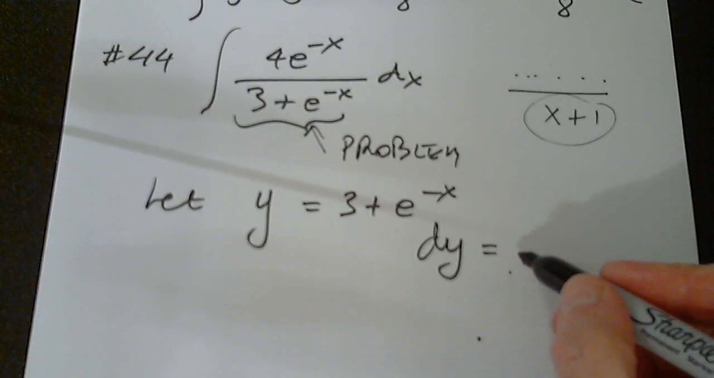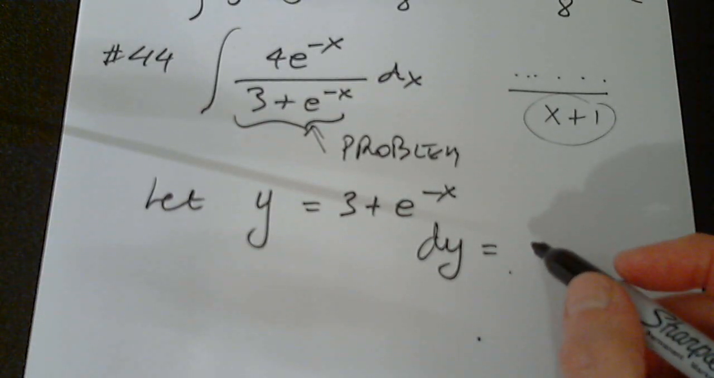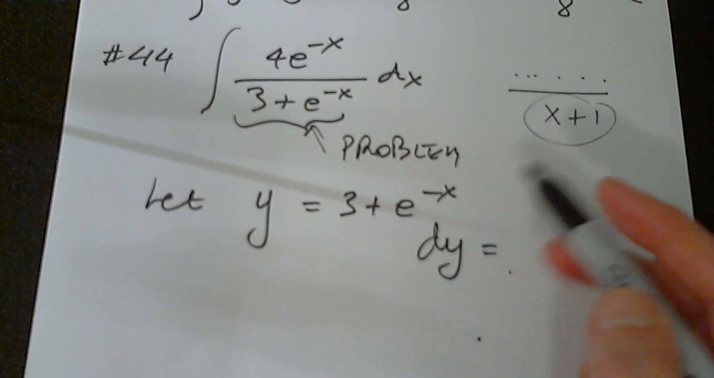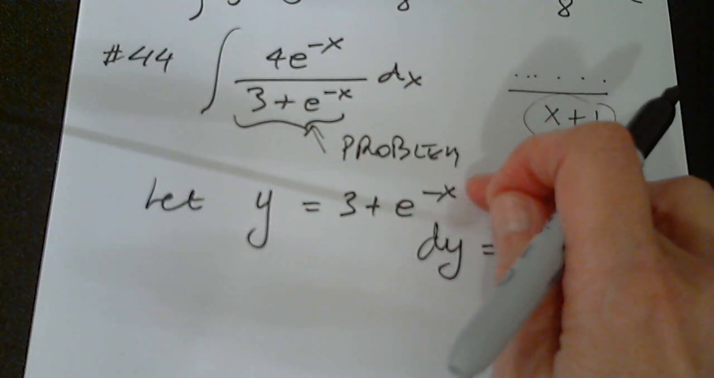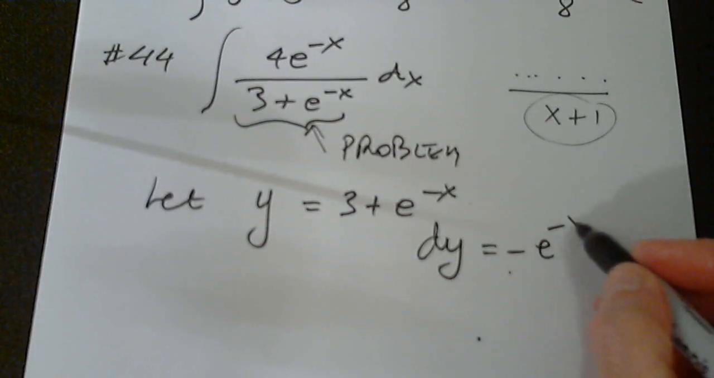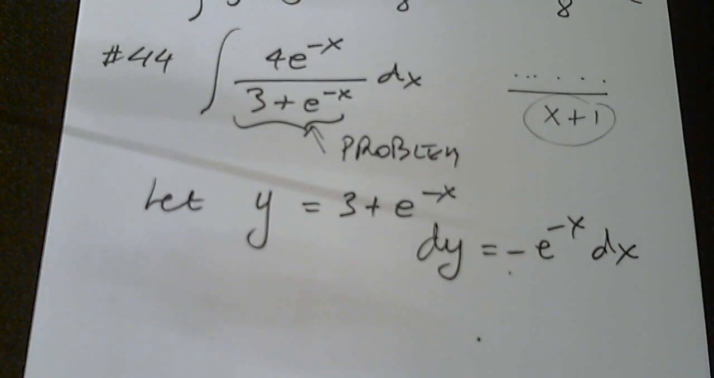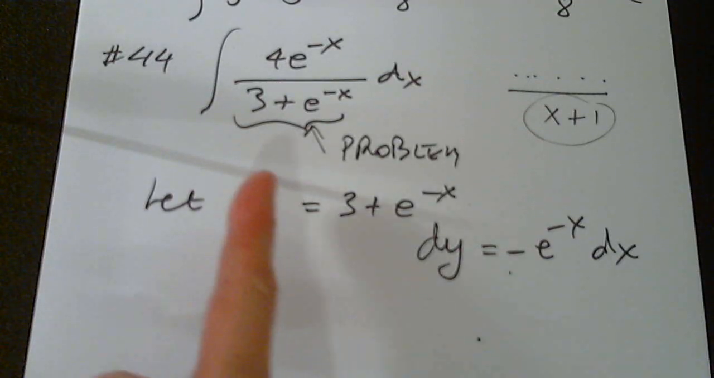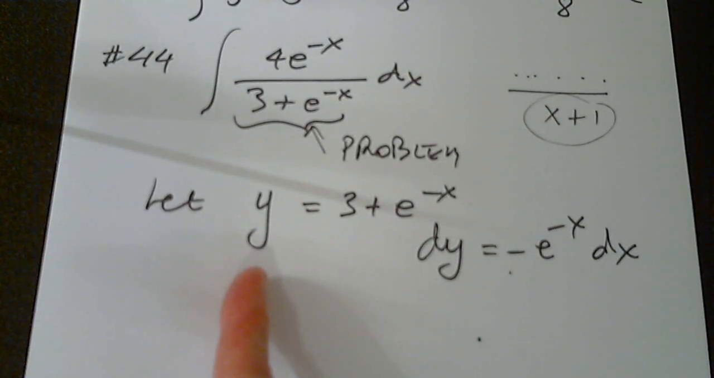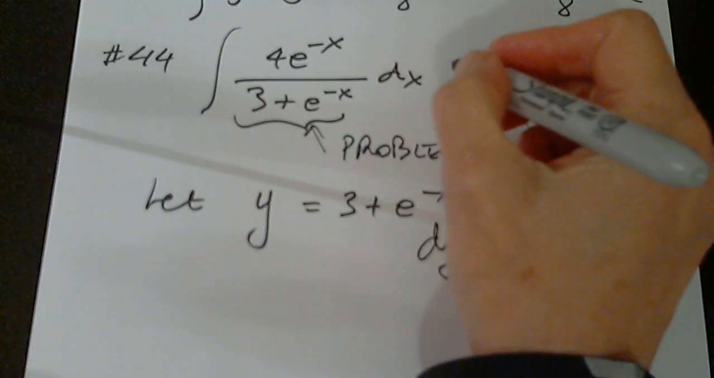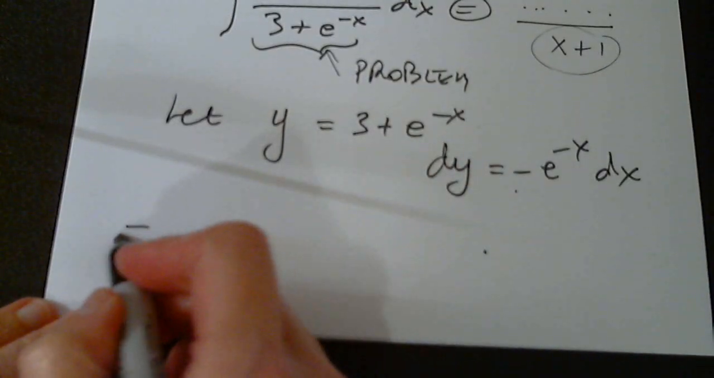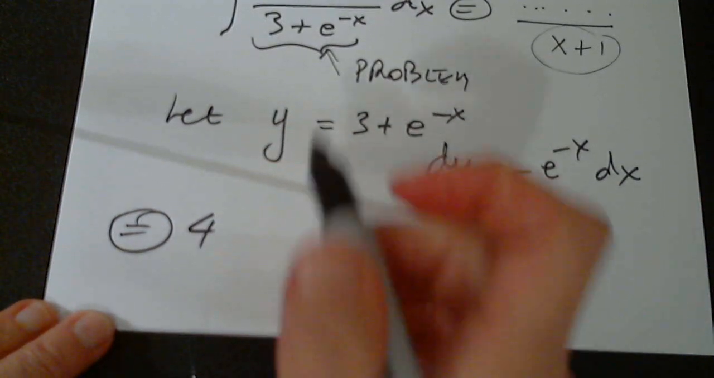Would it be e to the negative x dx? But e to negative x prime is e to negative x times the inner function prime. So negative e to negative x times dx. Good. So I have the denominator, which is y. I have that 4 in the numerator. I don't care about it. I really don't. It can go outside because it's a factor.